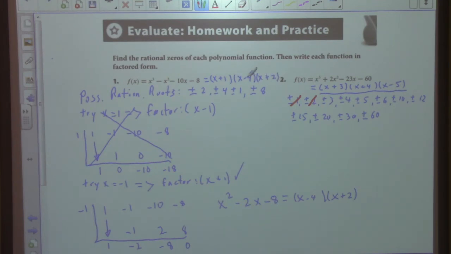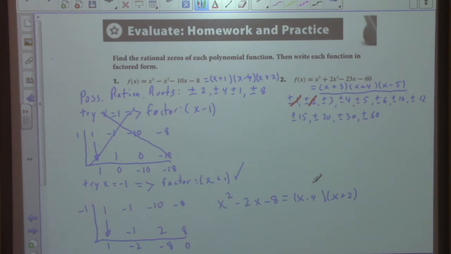But what Brian did is the answer to the question: what two numbers which when multiplied together equal negative 8, yet when added together equal negative 2. All right? Good work.